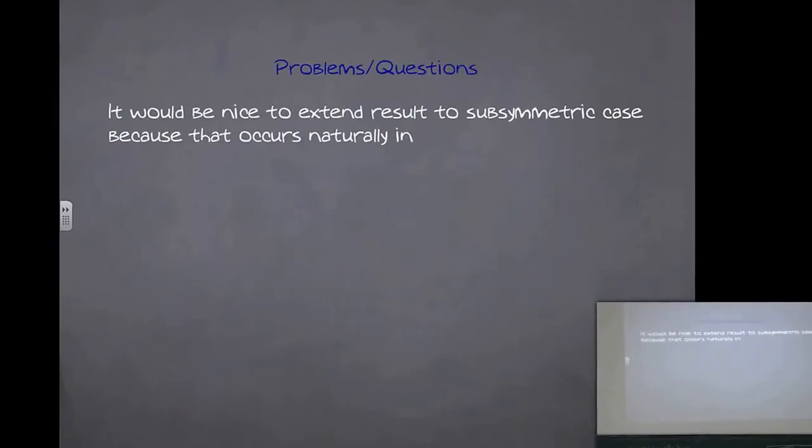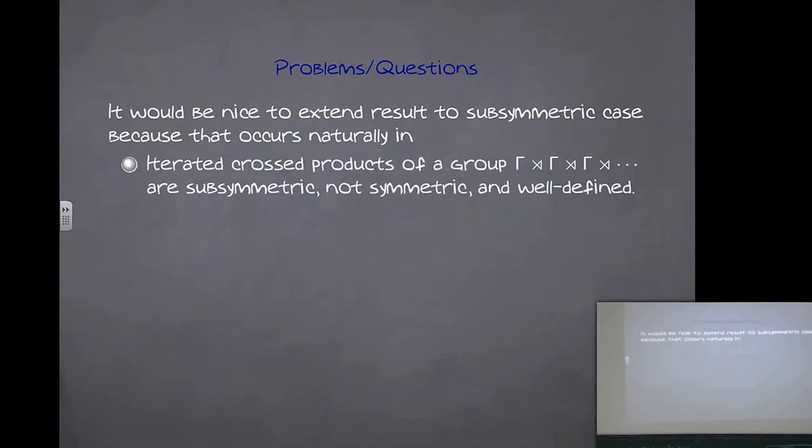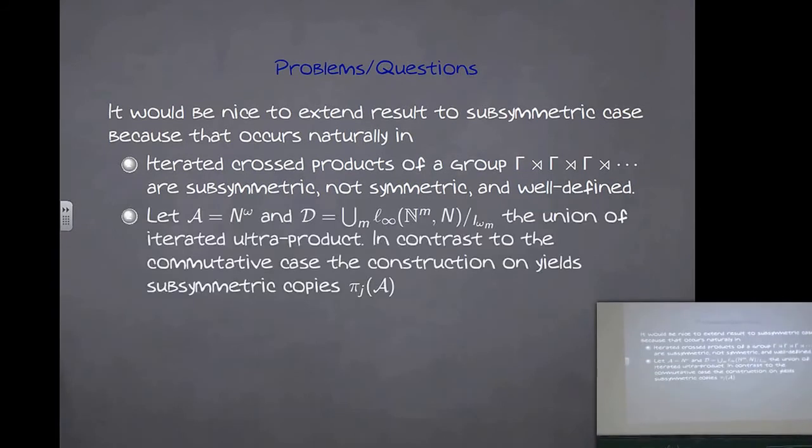And yeah, we want to extend it to the subsymmetric case because they come up in iterated cross products of groups. And we have many nice examples of iterated subsymmetric, not symmetric spaces. They come up in iterated ultraproducts in a very natural way. So if you think of central sequence, and central sequence over central sequence over central sequences, this is an interesting structure. You have the subsymmetry for free, but you don't have symmetry. That's kind of the contrast. This is actually a non-commutative phenomenon in terms of distribution.